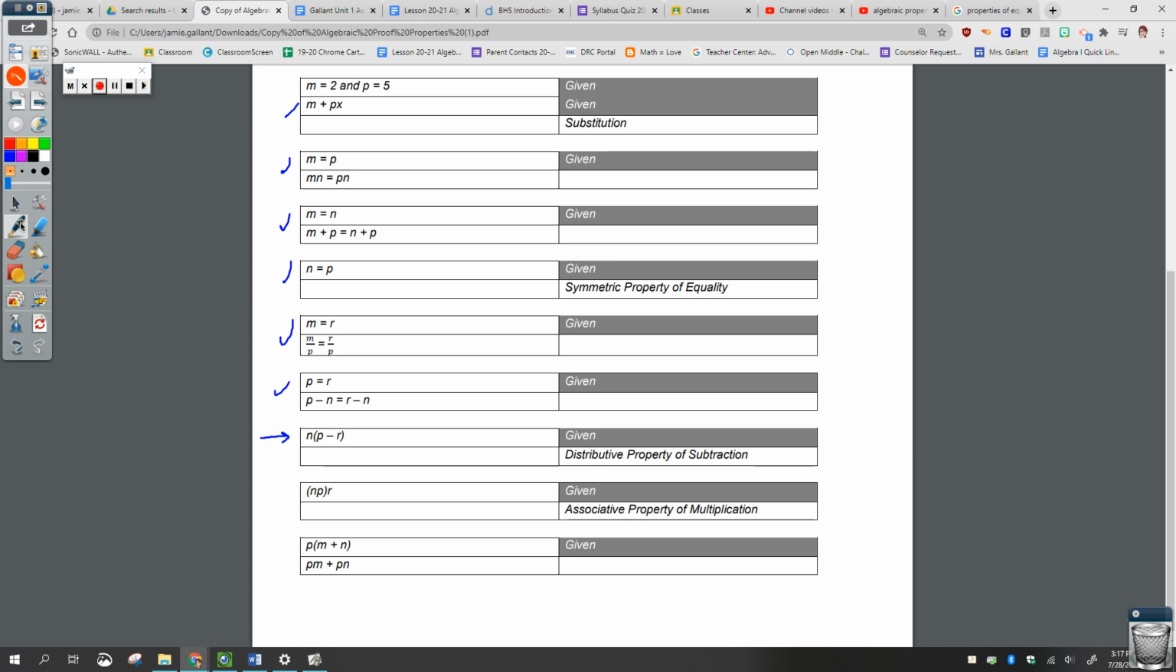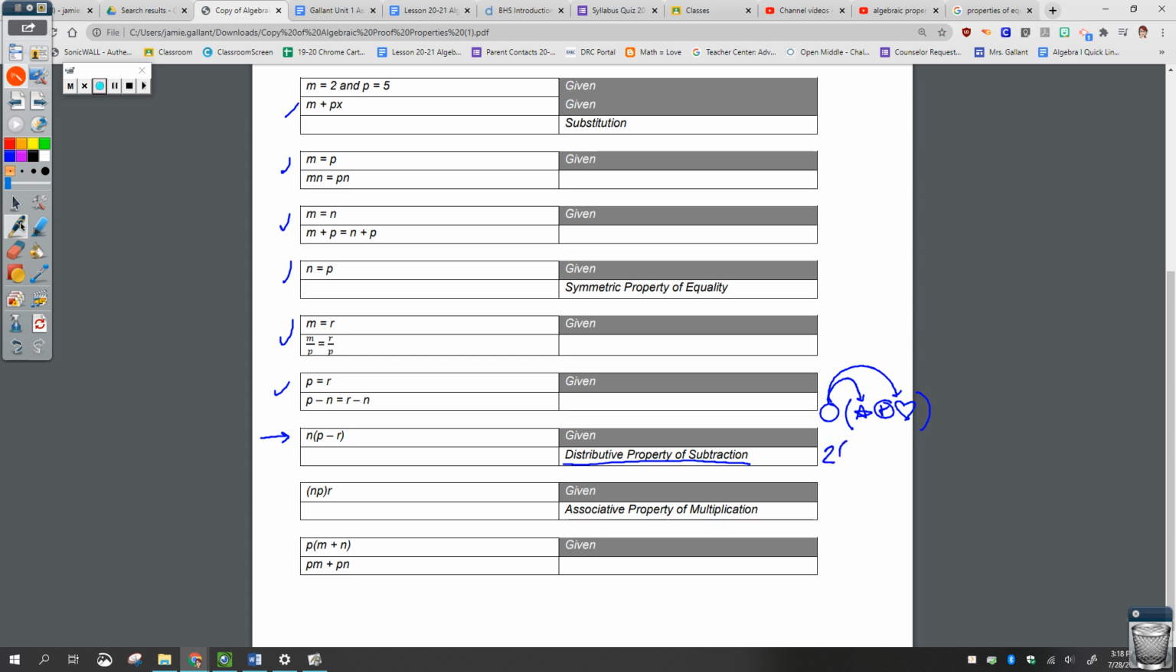So we have n times p minus r, and it asks us to use the distributive property of subtraction. I don't know if you know what distribute means. You should have done the distributive property in 8th grade, but think of it as when your teacher is handing out papers. She doesn't hand out papers to just 2 students in the class. She gives papers to every student. So whatever's on the outside of parentheses, we're going to take that and multiply it, or distribute it, to everything on the inside. It works if this is a plus sign or a minus sign.